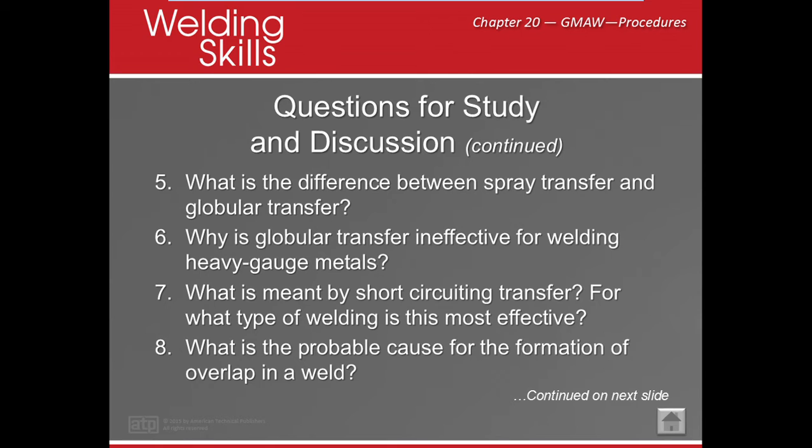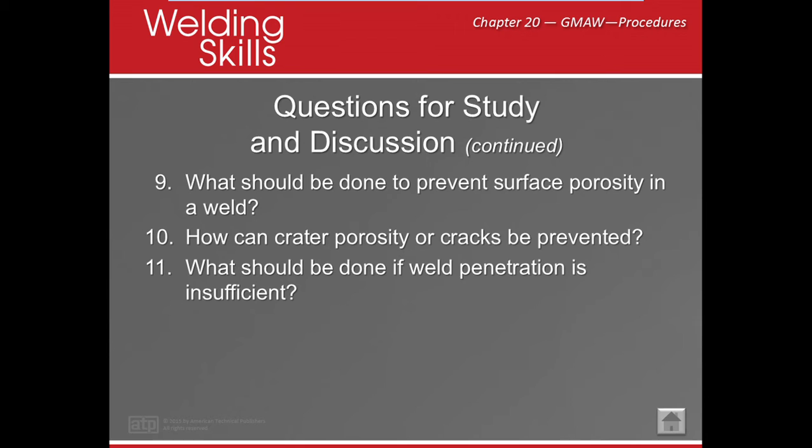So what is the probable cause for the formation of overlap? Overlap usually happens when the arc doesn't melt the base metal enough. It causes the weld pool to flow into unmelted areas of the base metal without fusing. So it occurs when the weld pool gets too big. Okay?